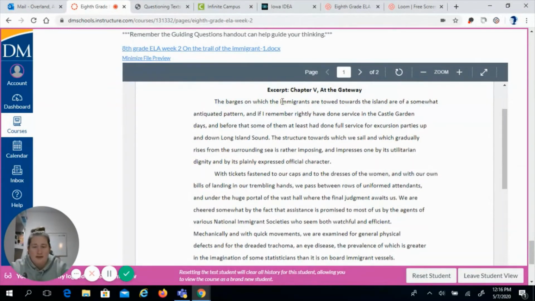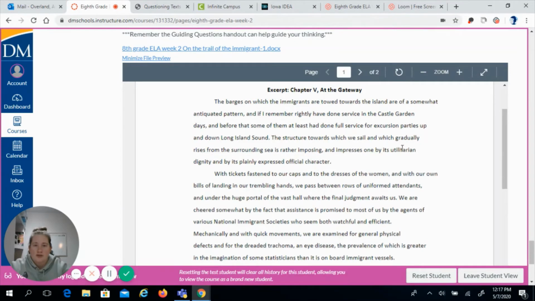So the barges are of an outdated pattern, and if I remember rightly, have done service in the Castle Garden days, and before that, some of them at least had done full service for excursion parties. An excursion is a brief, fun trip. Instead of doing it for work, it might be going on a fun boat trip. If you ever go to resorts, they have excursions, which means you go out and do something fun.